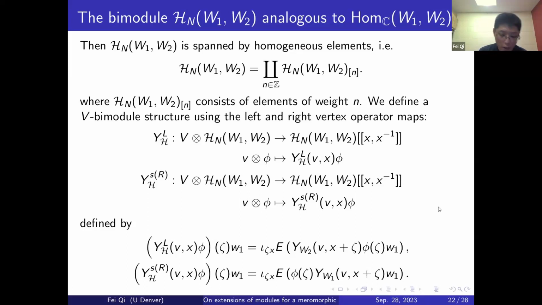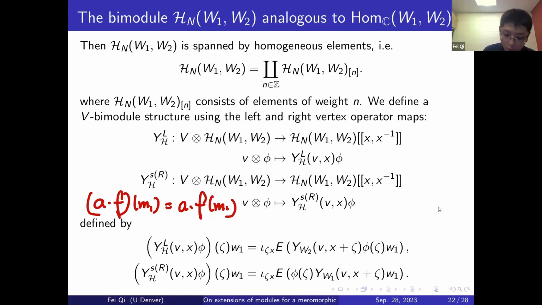So remember, in the associative algebra, the left action was defined by the action on the domain. So here, what we would do is the same. We will allow, this is actually the action on the codomain. So we will want to allow the action of a vertex operator on the codomain, namely on the image over here. So this is the left action.